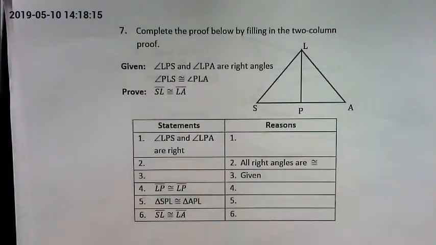All right. Now we're getting into the triangle section. So proving triangles are congruent. The biggest part of proofs that we did was in this section when we were proving triangles were congruent.